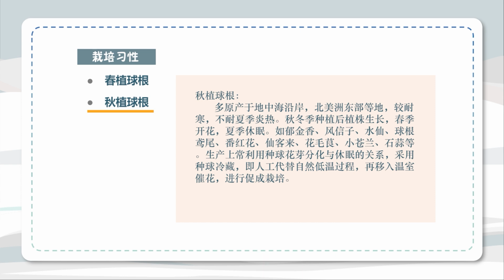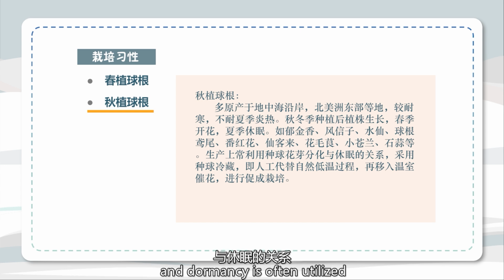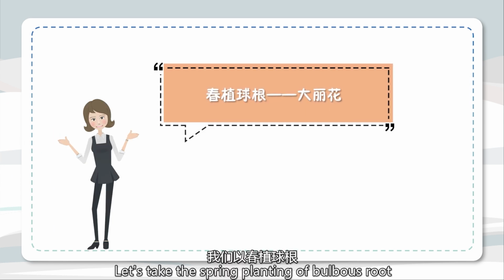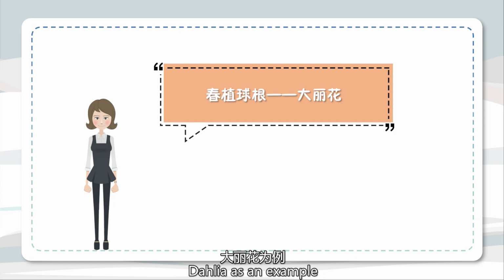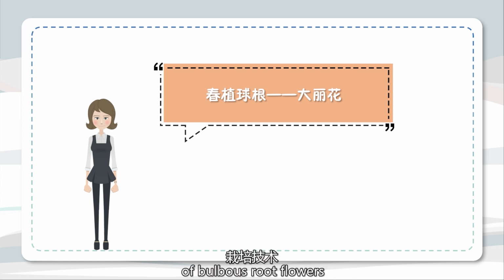In production, the relationship between seed bulb flower bud differentiation and dormancy is often utilized, and seed bulbs are refrigerated, that is, artificially replacing the natural low-temperature process, and then moved into a greenhouse to promote flowering and cultivation. Let's take the spring planting of bulbous root, dahlia, as an example, to learn the cultivation techniques of bulbous root flowers.